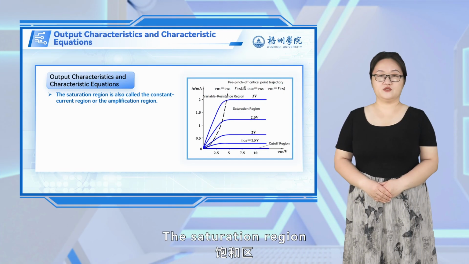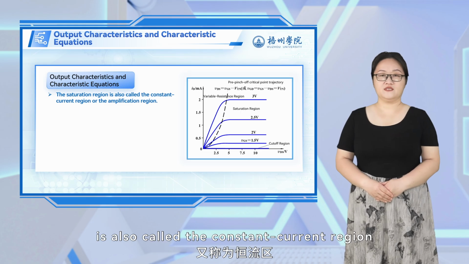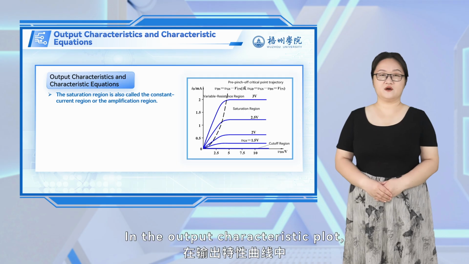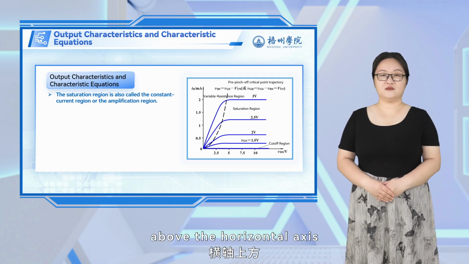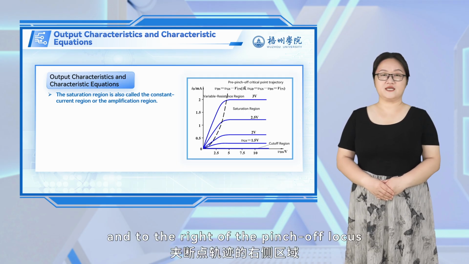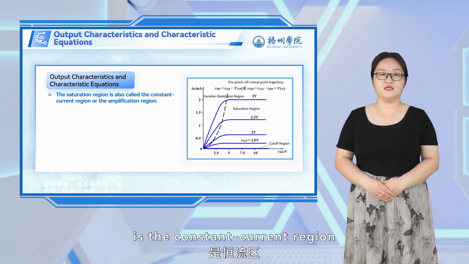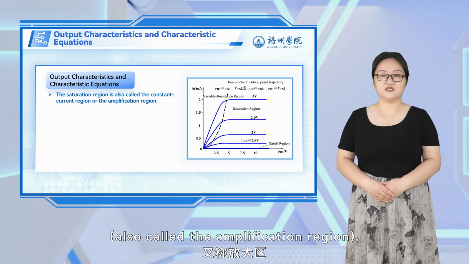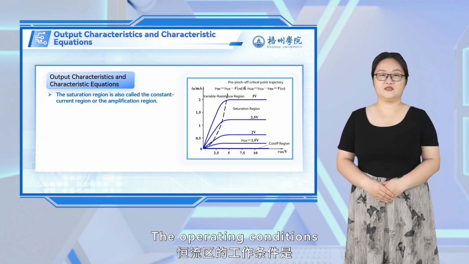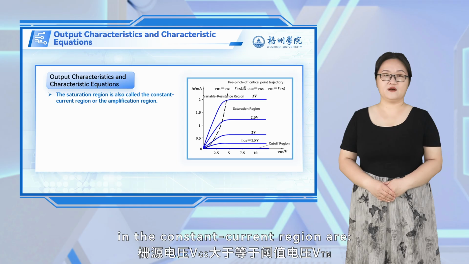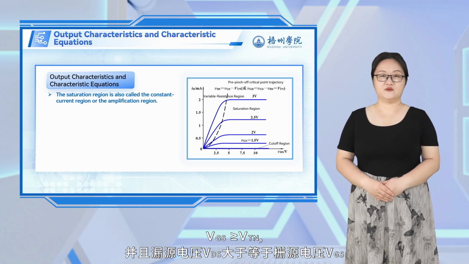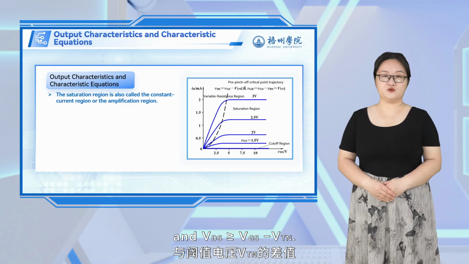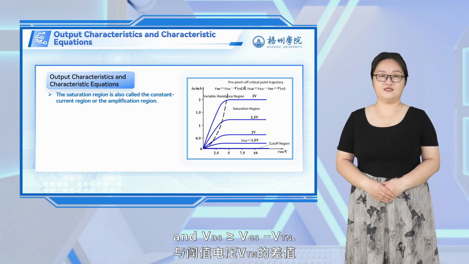The saturation region is also called the constant current region or the amplification region. In the output characteristic plot, above the horizontal axis and to the right of the pinch-off locus is the constant current region, also called the amplification region. The operating conditions in the constant current region are V_GS greater than or equal to V_Tn, and V_DS greater than or equal to V_GS minus V_Tn.